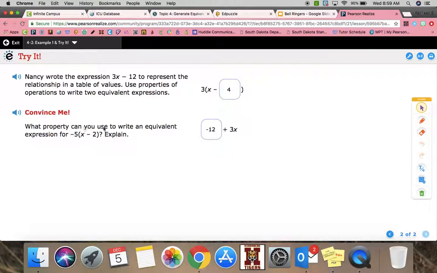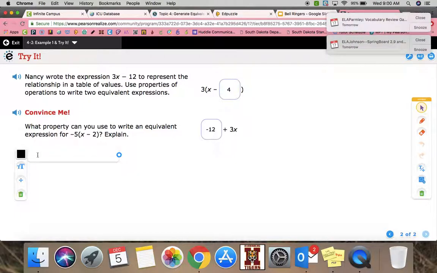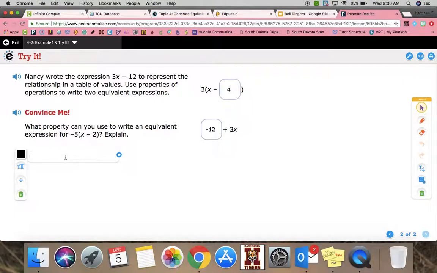So if we look down here in the convince me, it says what property can you use to write an equivalent expression for negative 5 times the value x minus 2? Here's one where we can distribute. So we're going to take that negative 5 and multiply it by x and then multiply it by negative 2. So we have negative 5 times x is negative 5x, and negative 5 times negative 2, or we can bring that subtraction sign down here and do negative 5 times 2, and that's going to be negative 10.